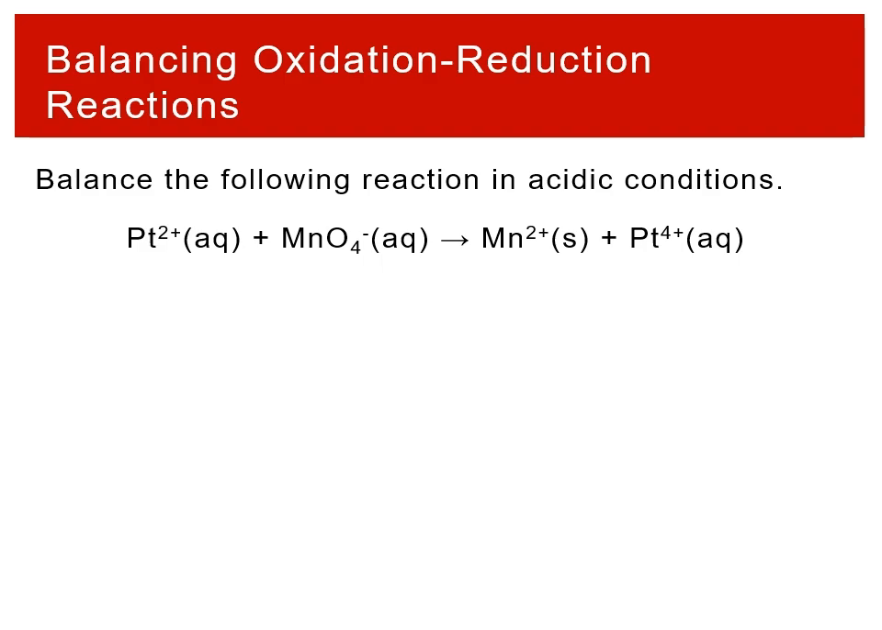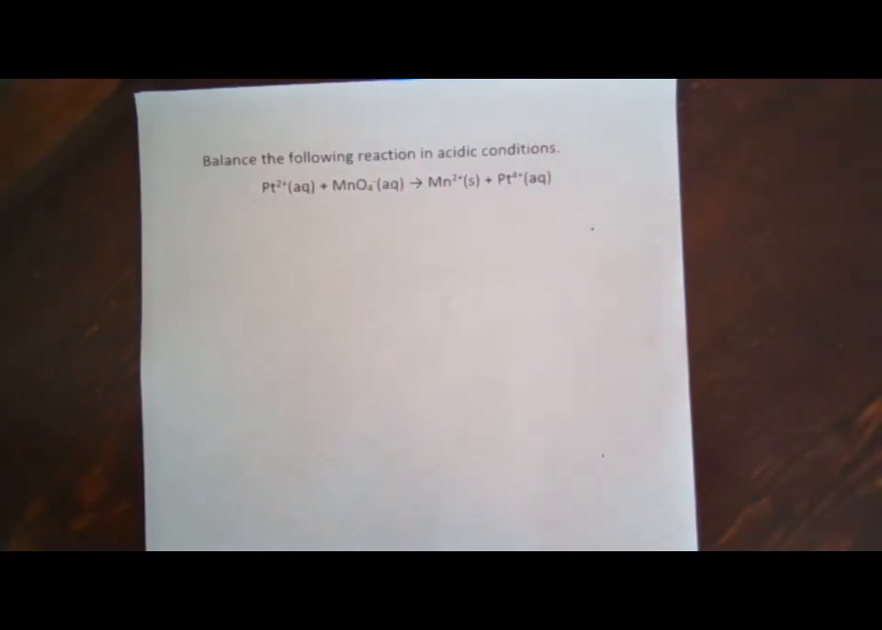So before we can do the analysis of the titration results, we first need to balance this reaction in acidic conditions. So it's the platinum 2 plus with the permanganate MnO4 minus becoming Mn2 plus and platinum 4 plus. So first thing we need to do is use our balancing that we've learned about previously. Let's go ahead and do that. All right, so we want to balance our reaction in acidic conditions.